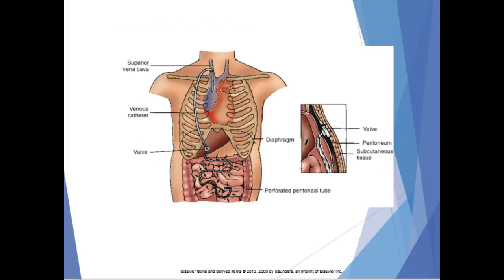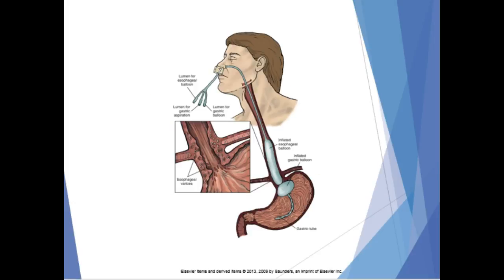This is just a picture of the peritoneal venous shunt that's placed in the abdominal cavity to circulate the excess fluid back into circulation. And that's an example of a Sengstaken-Blakemore tube that has the NG inserted down to where the esophageal varices are. The balloon is then inflated and it applies pressure to the varices so they don't bleed.